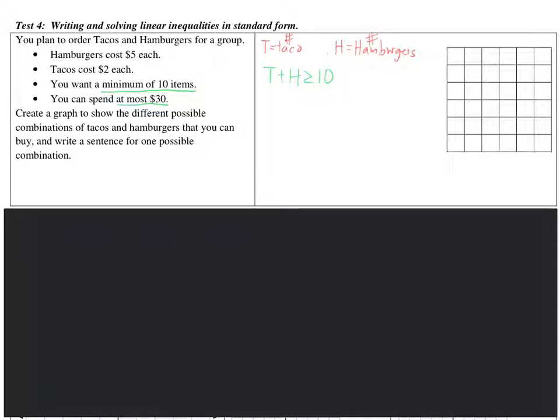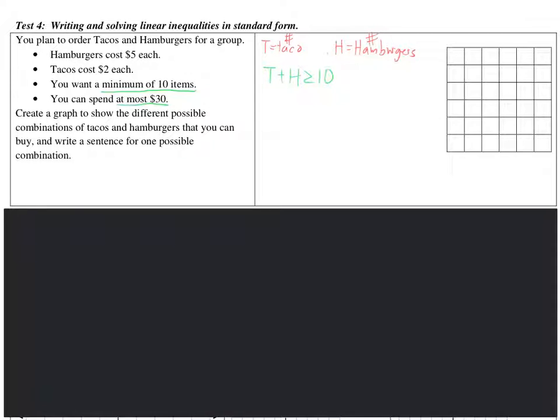For instance, if you have a minimum of 10 items, how many tacos and hamburgers would add up to more than 10 items? Well, 500 tacos and 85,000 hamburgers would be bigger than 10 items. It's kind of a lot. But you just have to add these two numbers, and they have to be bigger than 10.